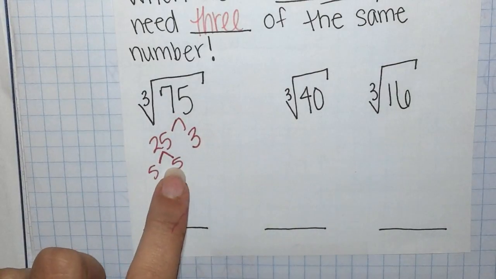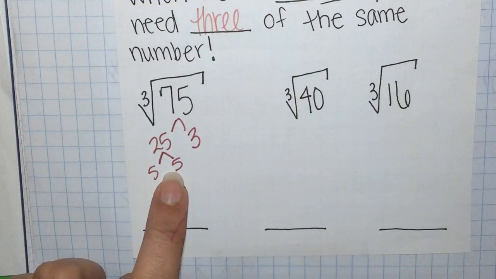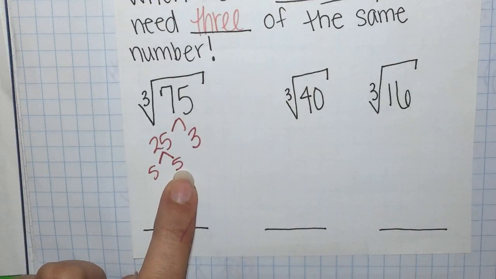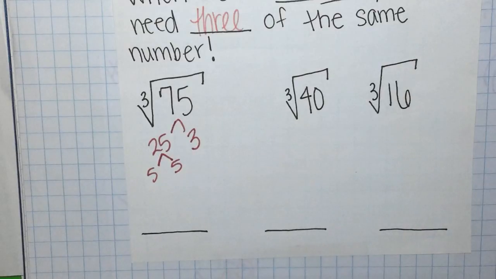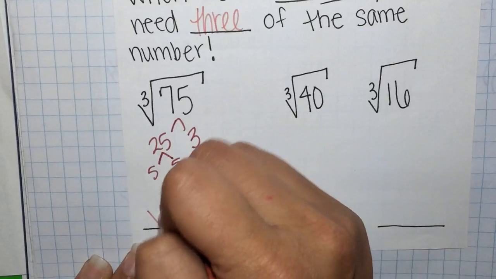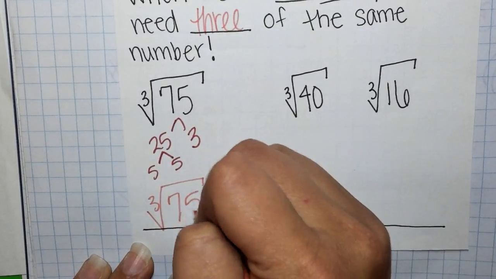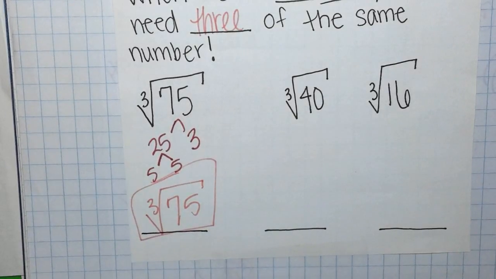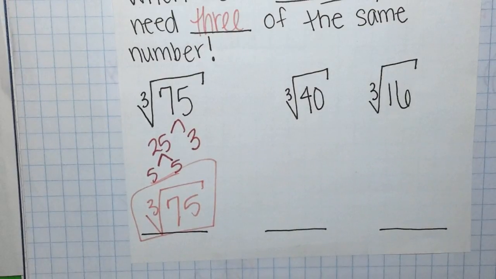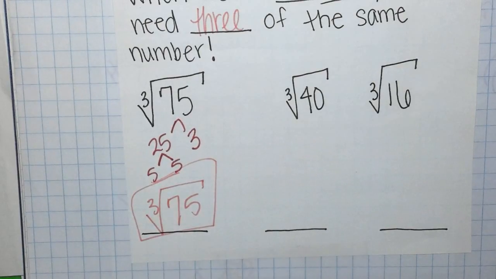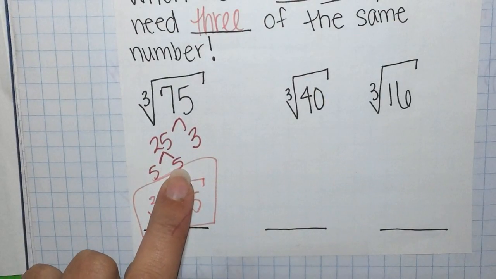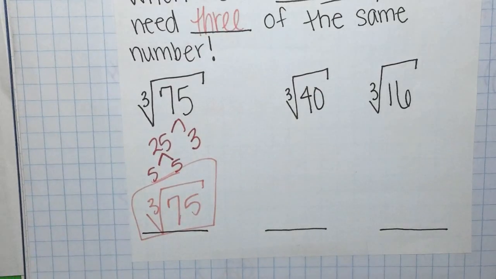I just have 5 and 5. Where's 25? We broke it down into 5 and 5. Okay. So since you can't break it down, leave it. Nope, because you can't. Did we find 3 of the same number? No. So we can't do it. Because you can't break down 5 anymore, can you? And you can't break down 3 anymore, so it stays like that.